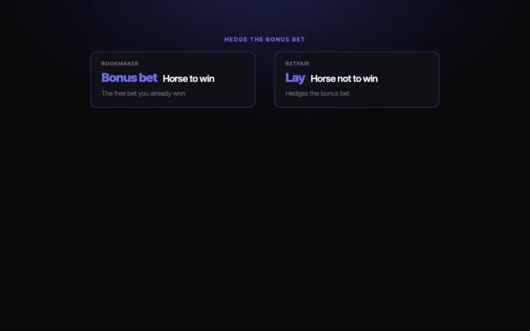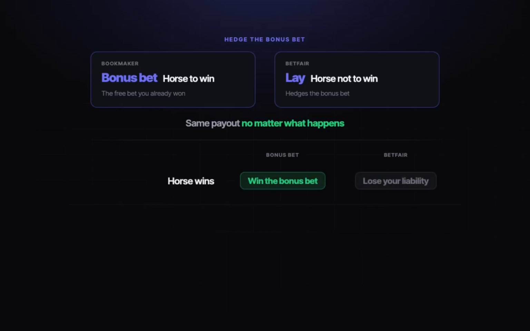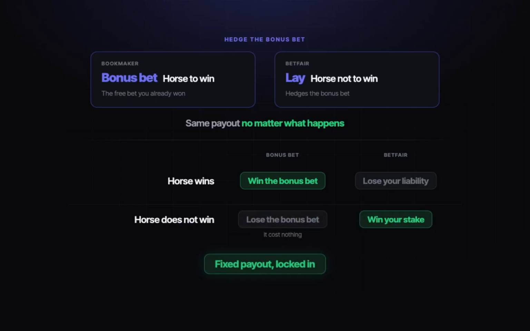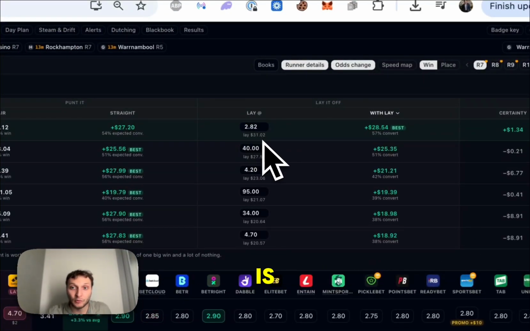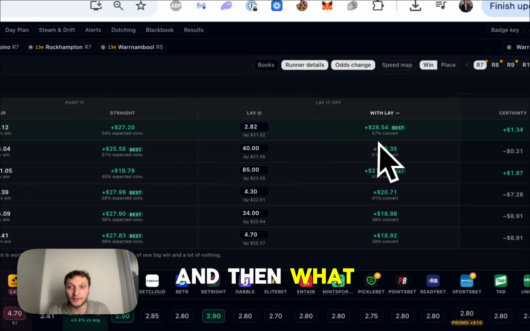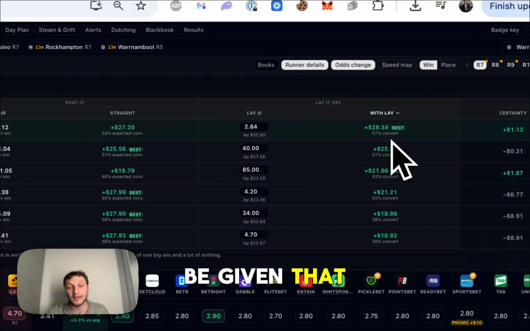Now, the other option is instead of just punting the bonus bet, you're able to bet the bonus bet and then hedge it on Betfair. And that gives you a fixed payout no matter what happens. If the horse wins, you win your bonus bet and you lose your liability on Betfair. And if the horse doesn't win, then you lose your bonus bet, which was effectively free, and you win whatever you staked on Betfair. So what we show here is what the live Betfair price is, what you need to lay, and then what your conversion will be given that strategy.